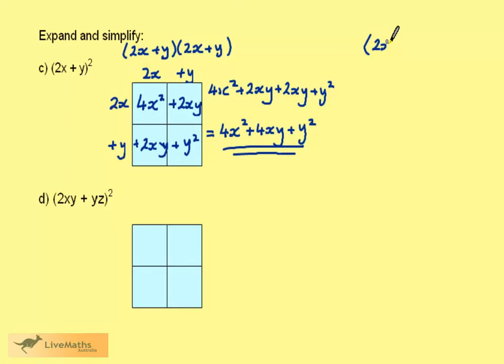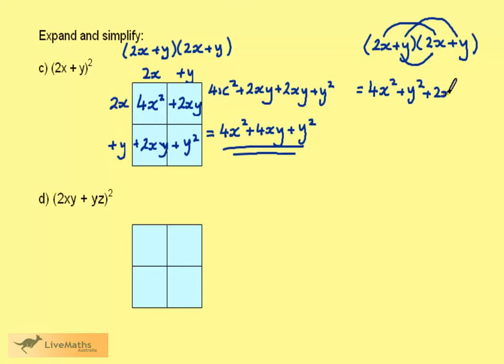Using the smiley face method, 2x plus y and 2x plus y. So we get 2x times 2x, which is 4x squared, plus y times plus y, which is plus y squared. This gives us 2xy, and 2x times y is also 2xy. So we just need to tidy up. We have 4x squared, 2xy plus 2xy is 4xy, and we have the y squared on the end.